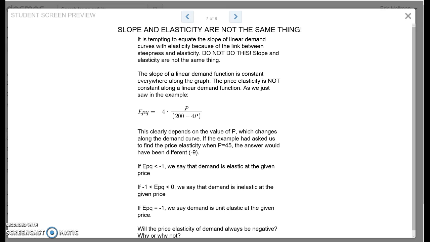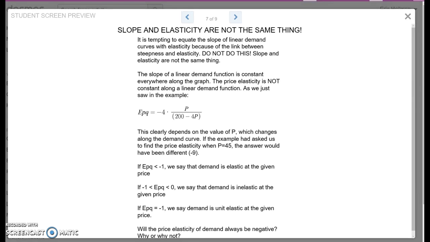Okay, so just some reminders here. Slope and elasticity are not the same thing. So this is what I mentioned a couple slides ago. It's tempting to equate the slope of a linear demand curve with elasticity because of the link between steepness and elasticity. But we just saw in the example we did that the demand curve was linear. So that means its slope is constant everywhere.